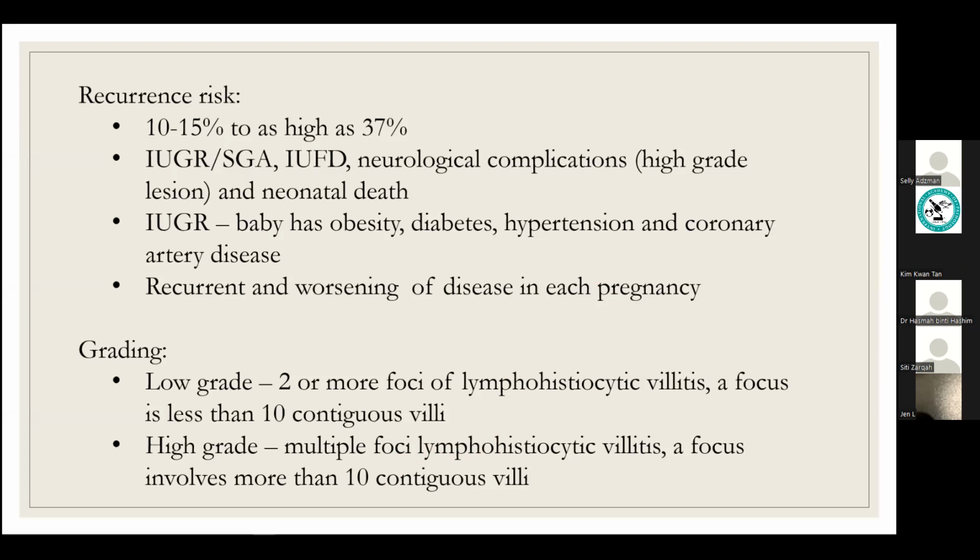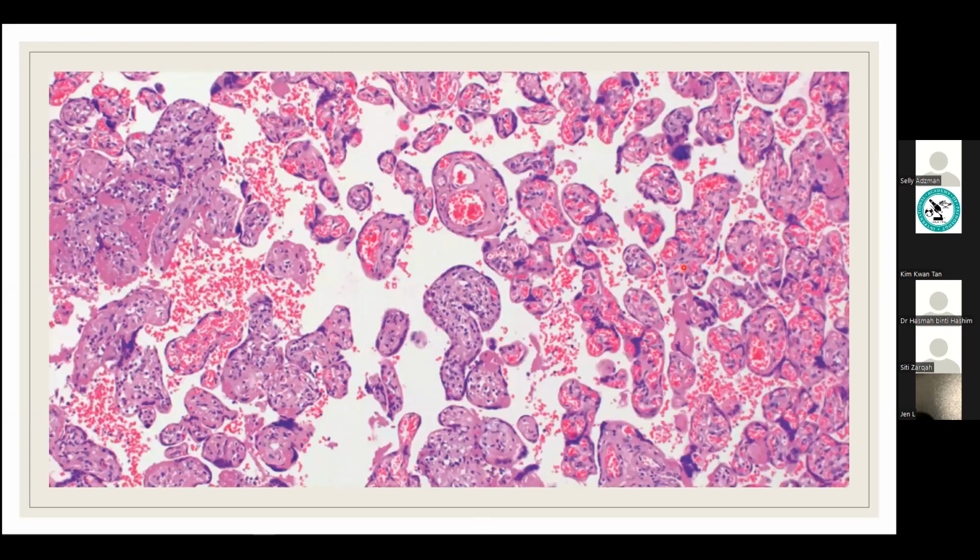I will show you in the picture. On the right side, this is basically a normal villus, but this villus does have chronic villitis. I call this high grade because it is contiguous: 1, 2, 3, 4, 5, 6, 7, 8, 9, 10, 11, 12, more than 10. So this is already high grade, but I would need 2 or more. Sorry, for high grade, even 1 is enough, but usually there will be more; it is rare to find just 1.